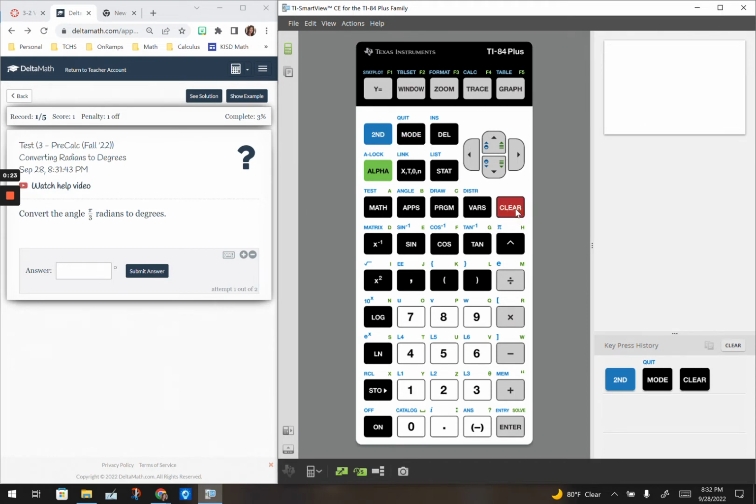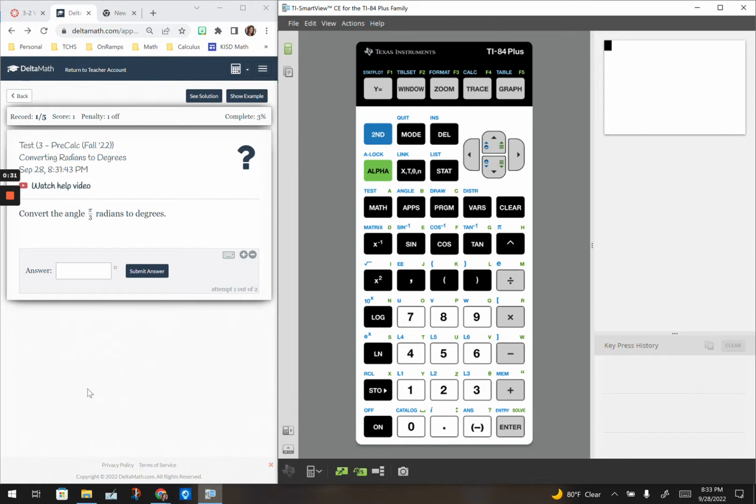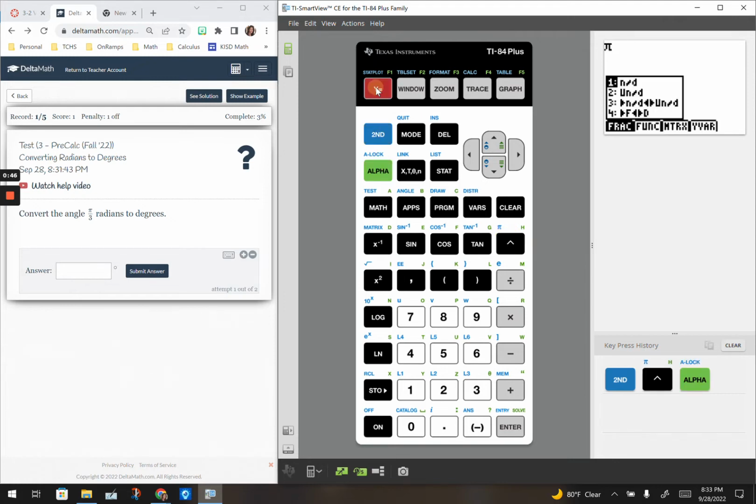Okay, this time around we are going to convert, let me clear off my calculator screen actually, hold on. We're going to convert the angle pi over 3 radians to degrees. So over here on the right, we're going to type pi over 3. You will write down what your starting value is. So I'm going to write it out as a stack fraction.